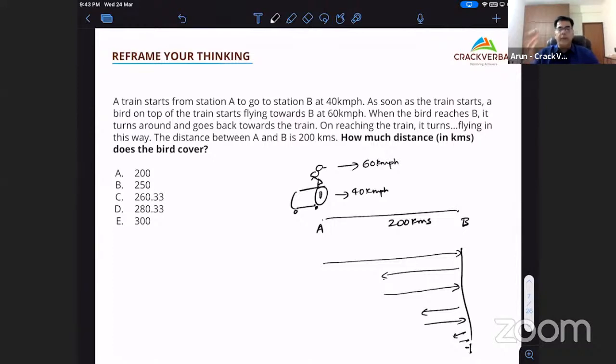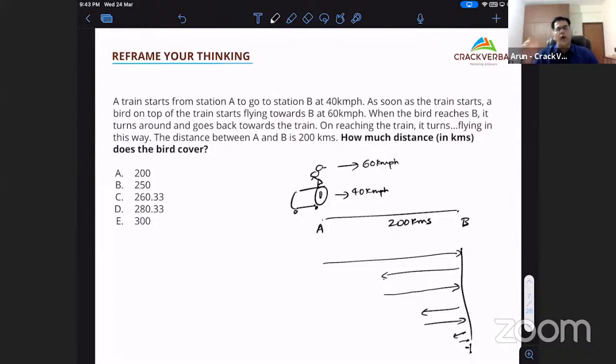Right? Now, think about it. You knew this formula, correct? You knew this formula, you still couldn't solve the question. But at the same time, you couldn't have solved the question had you not known this formula.